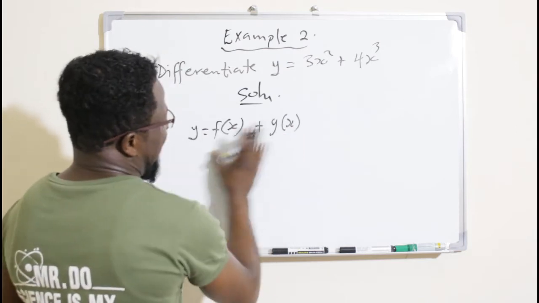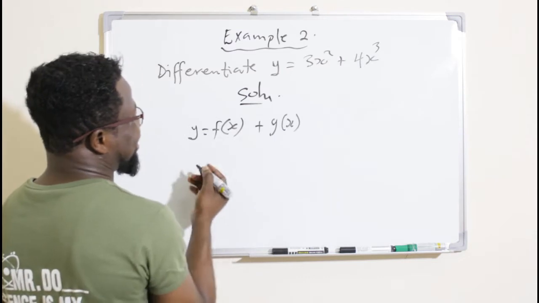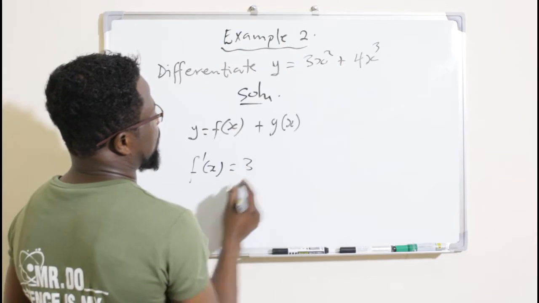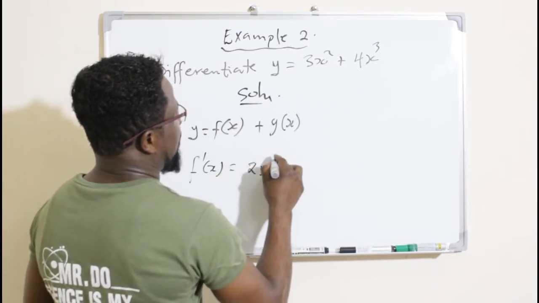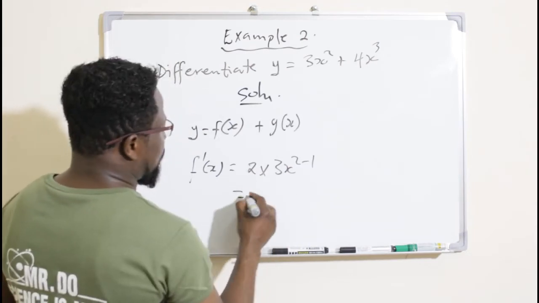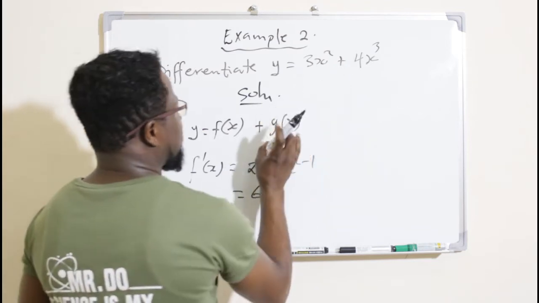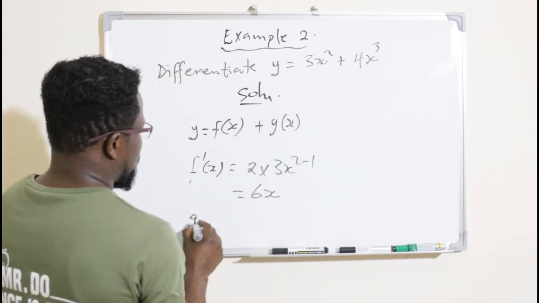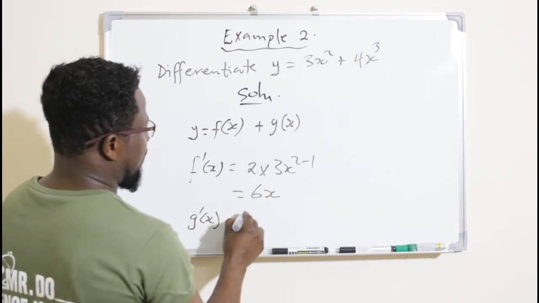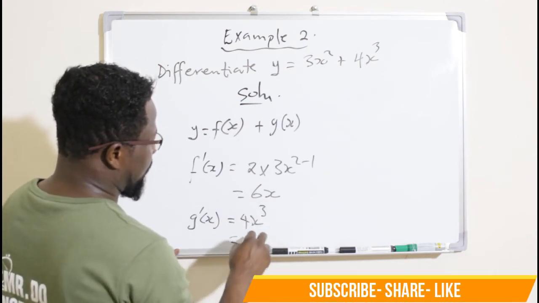So if I have it this way, it means I'm differentiating this and I'm differentiating this. So f prime of x is now 2 multiplied by 3x to the power 2 minus 1, and this is going to give you 6x. And then I will look at g of x. G prime of x, so I'm taking the derivative of g of x, which is 4x cubed, and that is also simply going to be 3.